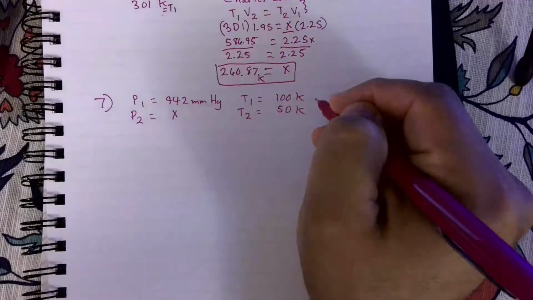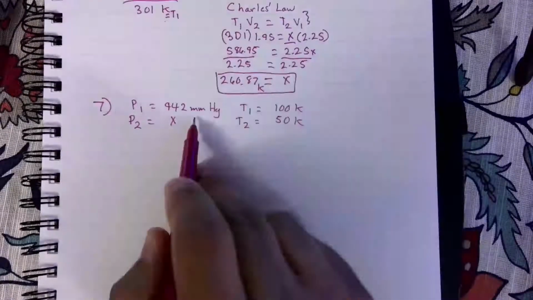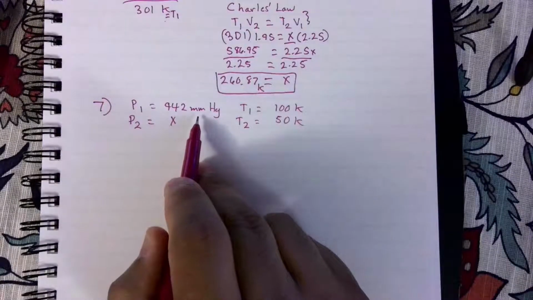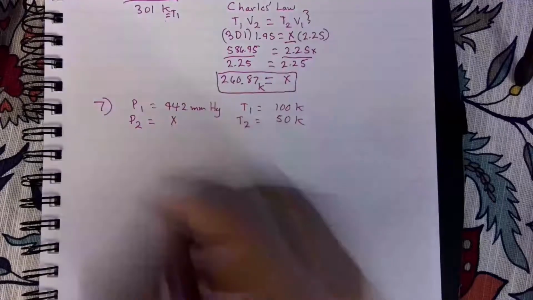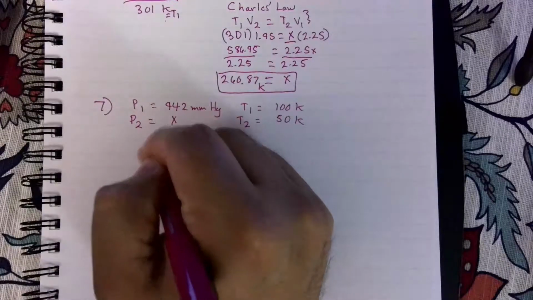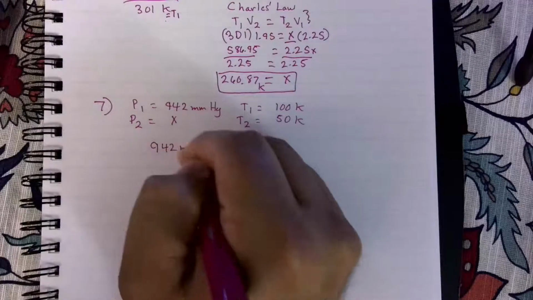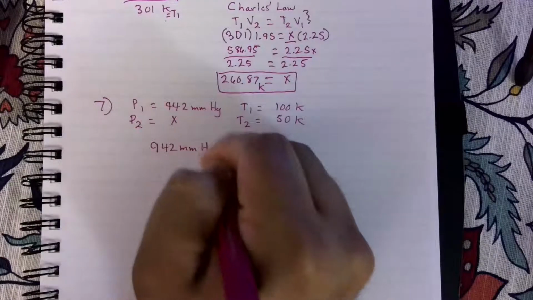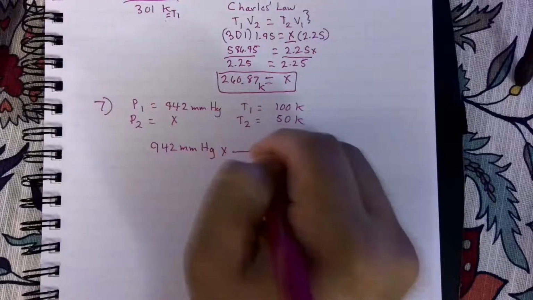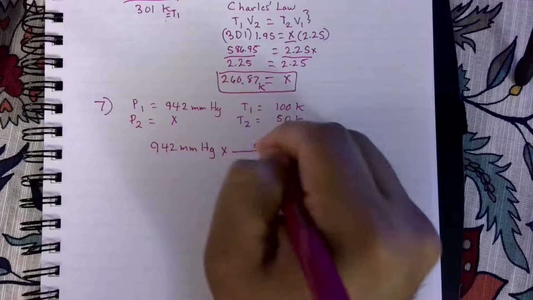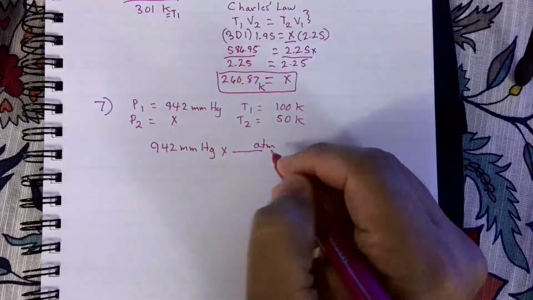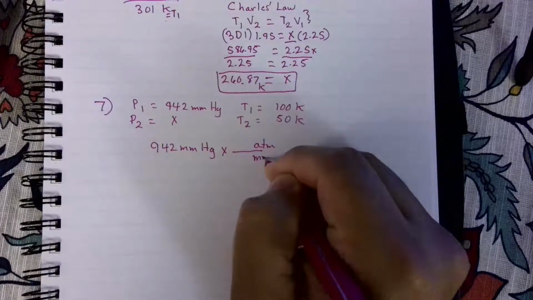Now, the extra other step here is that this is in millimeters of mercury. We want this to be in atmospheres, okay? So that's the first thing. We need to convert 942 millimeters of mercury into atmospheres. Okay? So we need ATM right there. Now, in order for this to work, on the bottom we should have mmHg on the bottom.